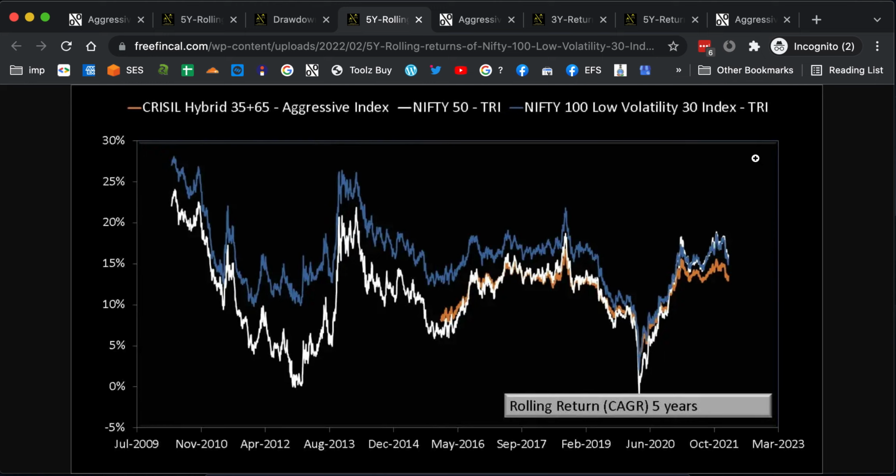But if you compare that with the low volatility index, typically the low volatility index has performed a little bit better. The quantum of outperformance may not be always the same, but it has generally tended to outperform over 5 years. We don't have data for producing longer duration returns.